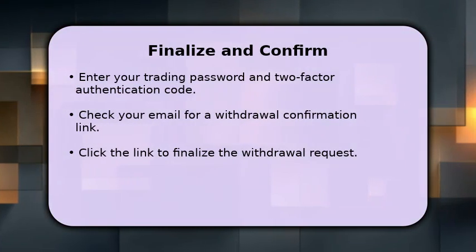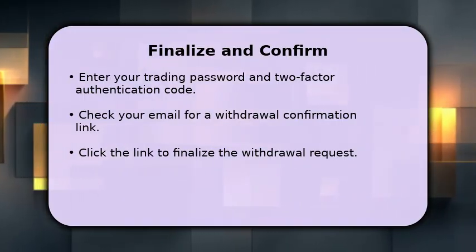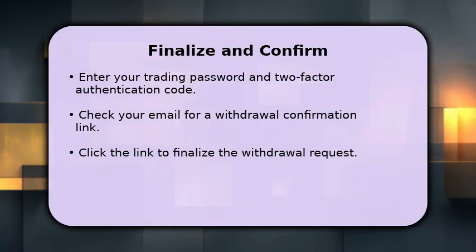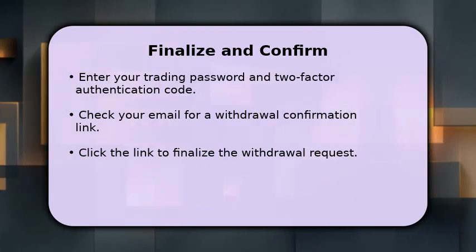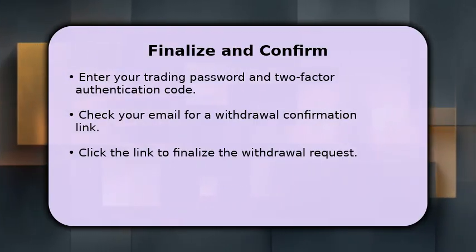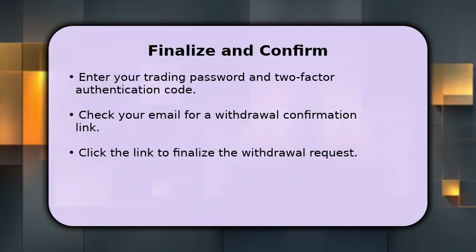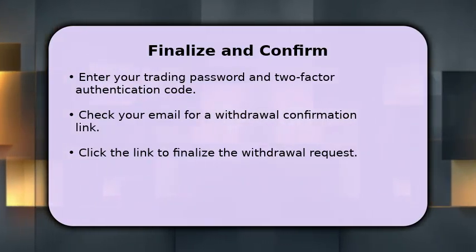To finalize your withdrawal, you will need to complete security verification. This typically involves entering your 6-digit trading password and a 2-factor authentication code. KuCoin may also send an email verification link that you must click to confirm the request. After these steps, you can monitor the transaction status in your withdrawal history.